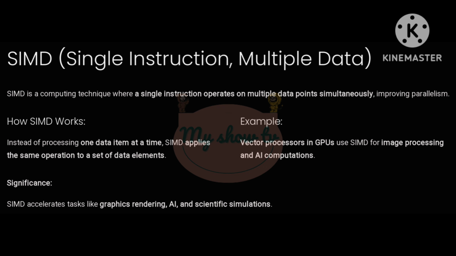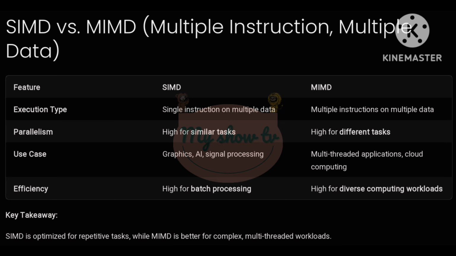Instead of processing one data element at a time, SIMD applies the same operation to a set of data elements simultaneously. This is particularly useful for tasks that involve large volumes of repetitive calculations, such as graphics rendering, AI computations, and physics simulations. Example: vector processors in GPUs use SIMD for faster image processing, AI computations, and machine learning models. Significance: SIMD allows for faster execution, reduced latency, and increased computational throughput, making it crucial for applications that require real-time data processing.